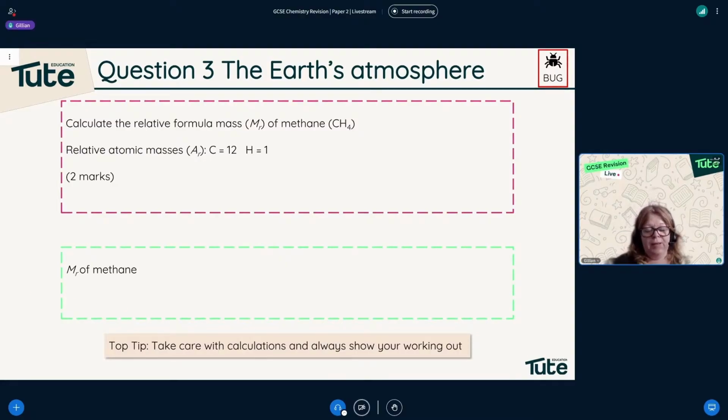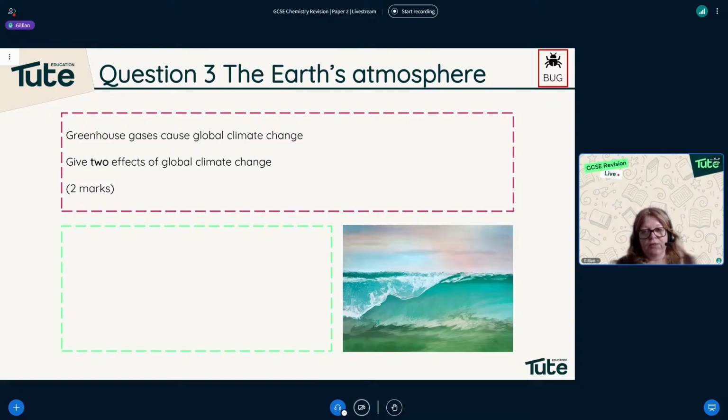Okay, so what would that look like then? So the relative formula mass of methane, oh, excuse me, a little cough there. So carbon has got a relative atomic mass of 12. There's only one carbon atom. And we've got 4 hydrogen atoms. So 4 times 1, so 12 plus 4 times 1, which is 4. So 12 plus 4 will give us a final answer of 16, again for 2 marks.